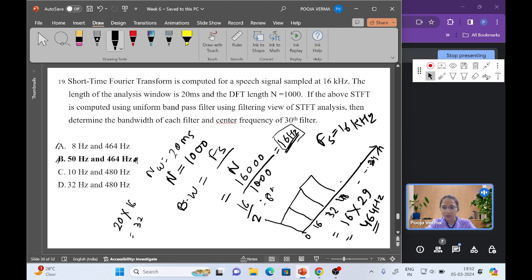Window function is not given, so if it is rectangular, then it must be bandwidth divided by 2. So here 16 divided by 2, then we will get 8 hertz.